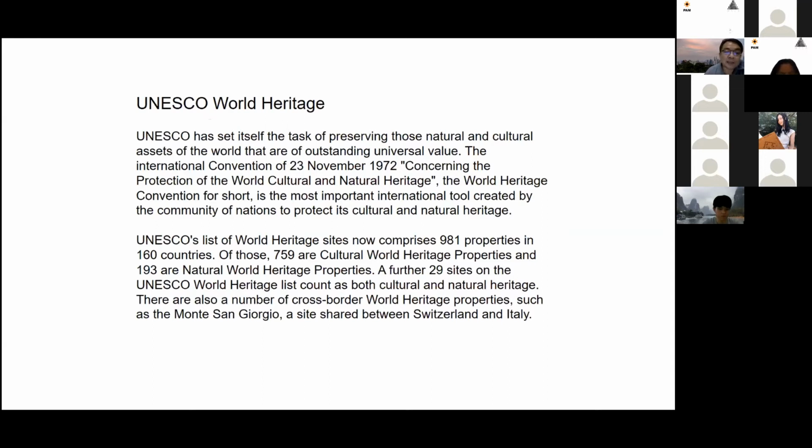So UNESCO has set itself the task of preserving those natural and cultural assets. Here you can see the words natural and cultural. For example, Taman Negara is a natural heritage type thing. And then the cultural, a temple, for example, a certain church or an old market, that's of cultural significance. So the International Convention of 23rd November 72 concerning the protection of the world cultural and natural heritage, the World Heritage Convention for short, is the most important international tool created by the community of nations to protect its cultural and natural heritage.